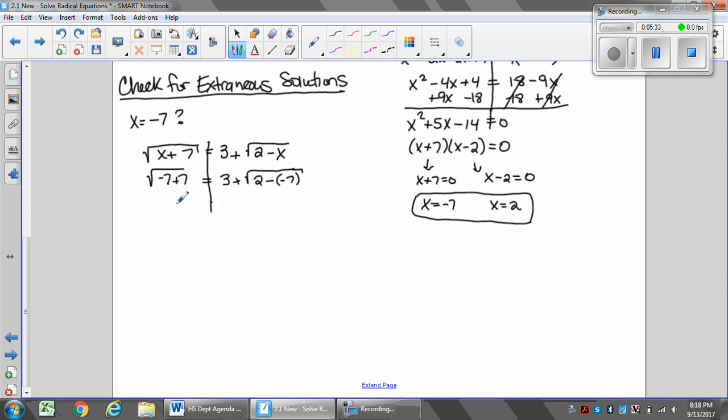Simplify. This would be 9 because minus minus becomes plus. Square root of 0 is 0. Uh-oh, look at that. 0 definitely does not equal 6. Therefore, x equals negative 7 is not a solution. In other words, x equals negative 7 is extraneous.